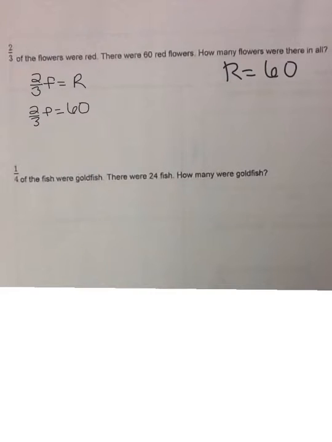So we know that 2/3 of the flowers are red, and there are 60 red flowers. The equation has only one letter, so I can figure out how many flowers there were in all.